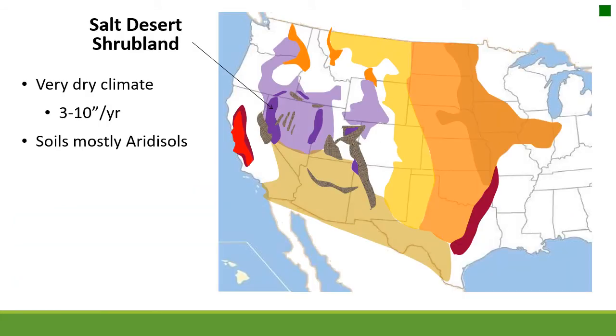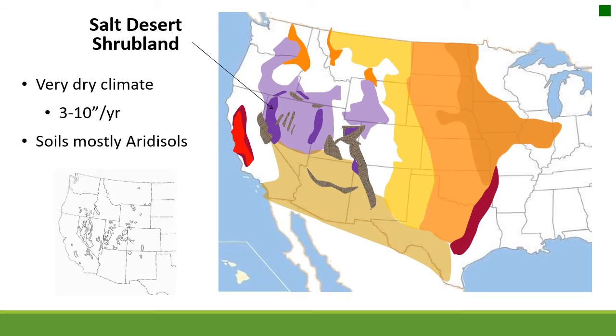Now let's stay in the Great Basin and let's go a little lower in the elevation, in a little drier areas, 3 to 10 inches, where the soils are mostly arid soils, not much organic matter, and the plants that survive here are really adapted to dry and salty conditions.